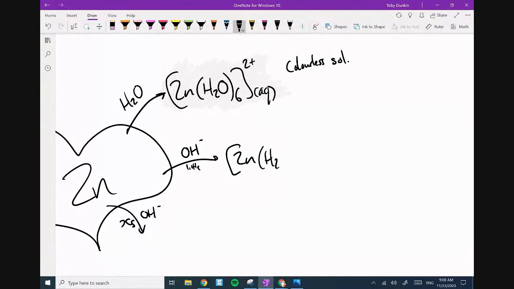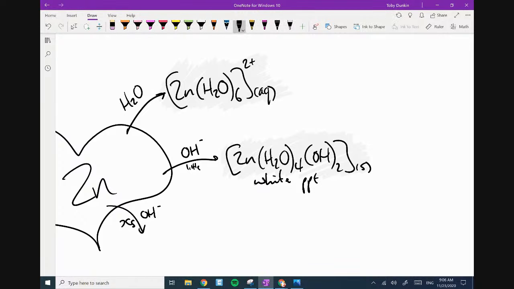Zinc brackets, H2O4, tetraaqua dihydroxy again, and this is now a solid, and it is white. It's a precipitate, a white precipitate. So we had a colorless solution, we're forming a white precipitate. So white PPT. No, I think I want to actually write it down in black. A white PPT. Gelatinous precipitate. I'm going to do colorless solution. I'm going to write it underneath. I think it's better. Colorless sol.